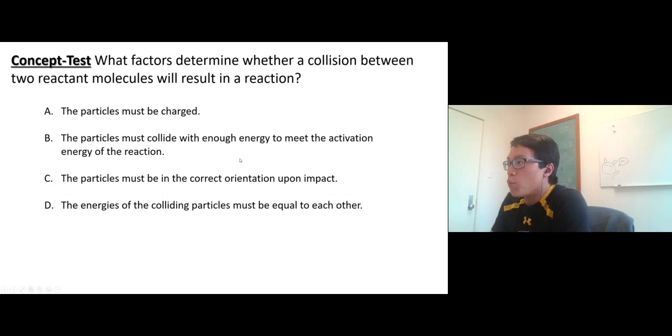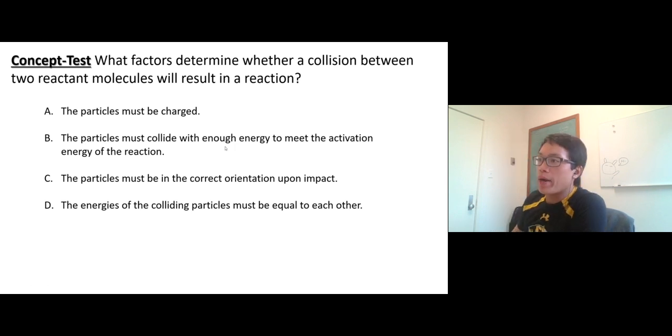All right. What factors determine whether a collision between two reactant molecules will result in a reaction or lead to the product? A, a particle must be charged. Never talked about it. No, that's not a requirement. B, the particles must collide with enough energy to meet the activation energy of the reaction. Yes, the energy has to be at least the activation energy.